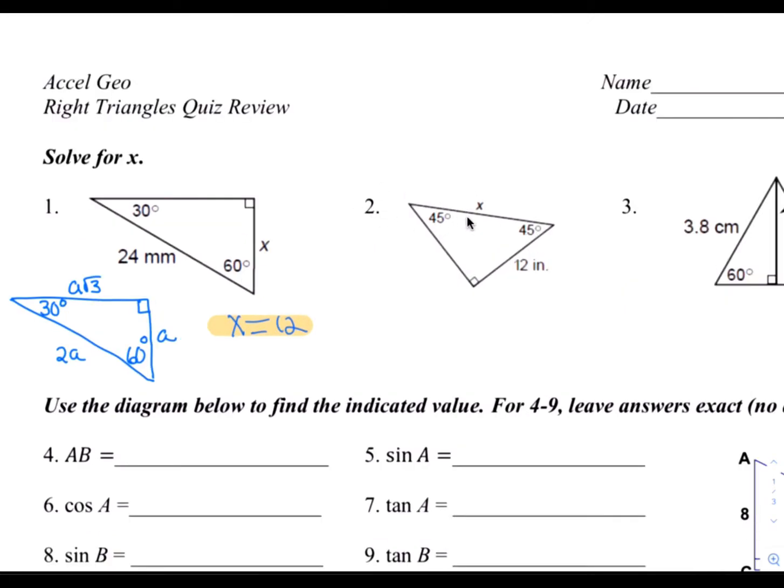For number 2, we want to find x, and x is the hypotenuse of this 45-45 triangle. Here's a picture of the ratios of a 45-45 triangle. The two legs are the same, a, and the hypotenuse is a times the square root of 2. So in this triangle, 12 is a, so the hypotenuse would be a square root of 2, or 12 square root of 2. So that's what x is equal to, 12 square root of 2.